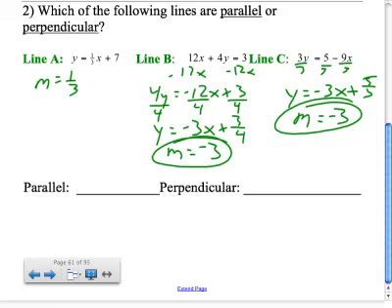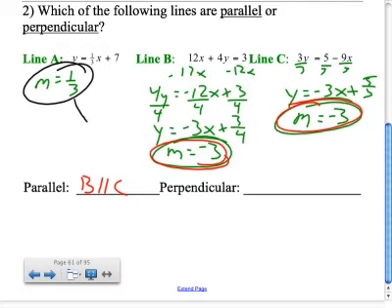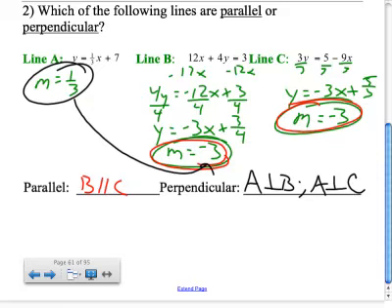So when I compare my slopes, I notice lines B and C have the same slope, therefore they are parallel. So B is parallel to C. And just like the last example, this is positive 1/3, this is negative 3. So they are opposites, one's positive, one's negative, and they're both reciprocals. So line A is perpendicular to B, and line A is also perpendicular to line C.